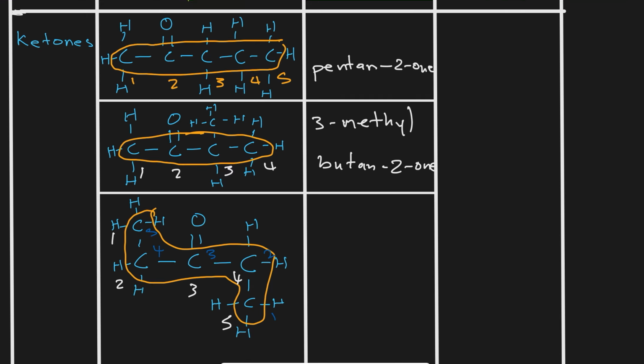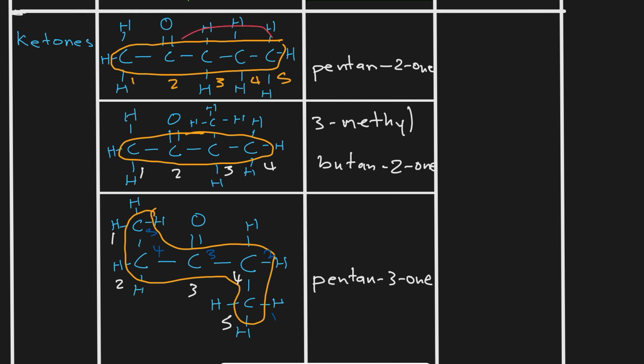We can clearly see now the functional group is on the third carbon. So now if we were to name this, we're going to say, okay, the main chain is having 5 carbons. So that means we're going to have pentane. But now what is the position of that ketone? It is in position number 3. So we label it as pentan-3-one. We don't have any branches.